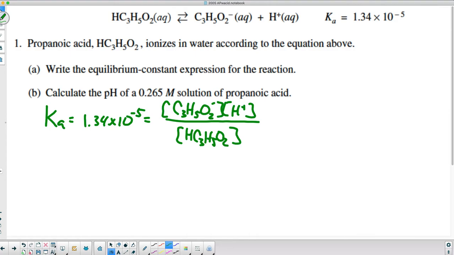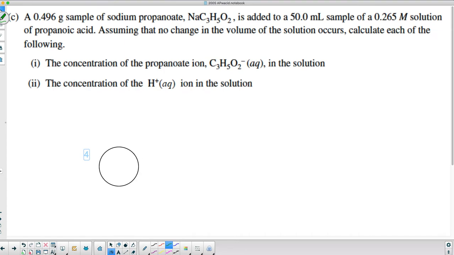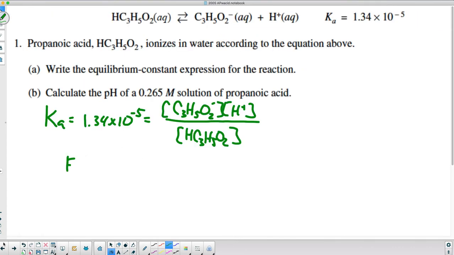The next part is where I do my ICE chart. If I'm finding pH, that means what I'm finding is the H plus, and then I'll use my little equation, pH equals the negative log of the hydrogen ion concentration. So let's go through all this. Writing this down: C3H5O2 minus plus H plus.